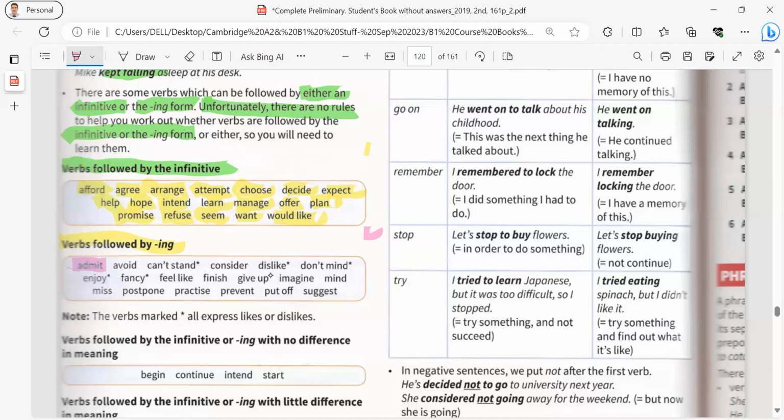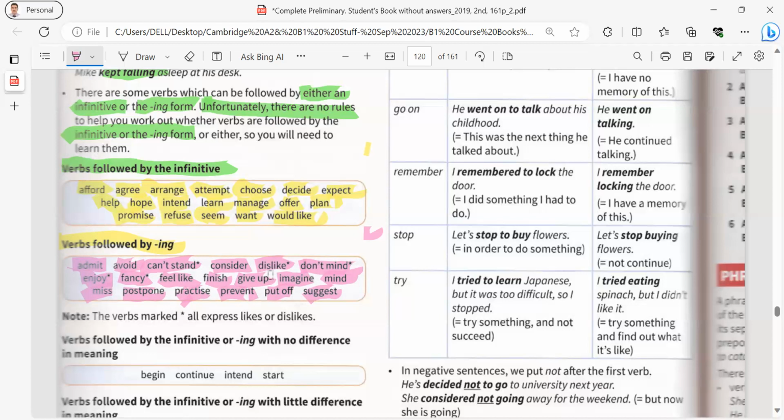Admit, avoid, can't stand, consider, dislike, don't mind, enjoy, fancy, feel like, finish, give up, imagine, mind, miss, postpone, practice, prevent, put off, suggest. So all these verbs must be followed by a gerund, yani ing.